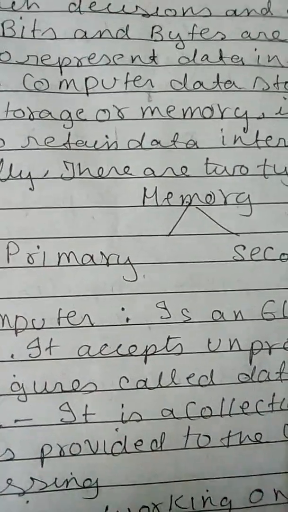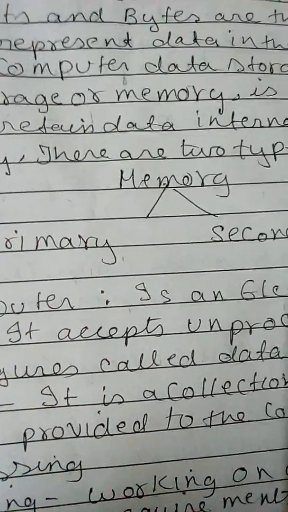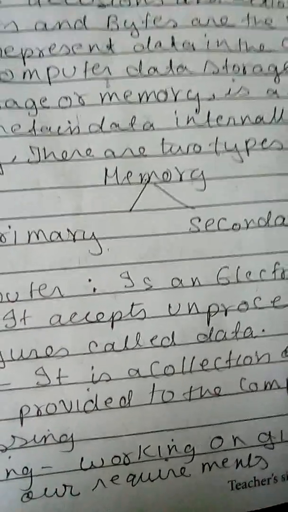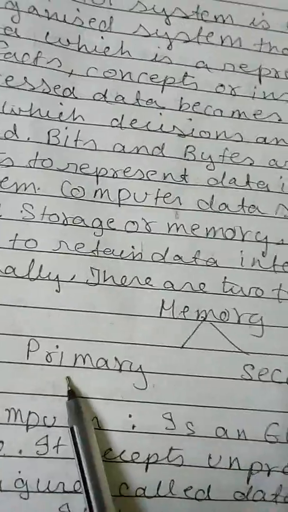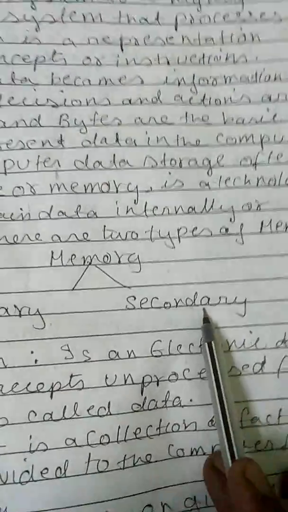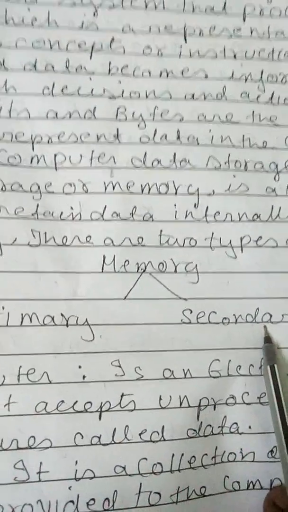Computer data storage, often called storage or memory, is a technology used to retain data internally or externally. There are two types of memory, that is primary and secondary. So let us discuss what is memory.